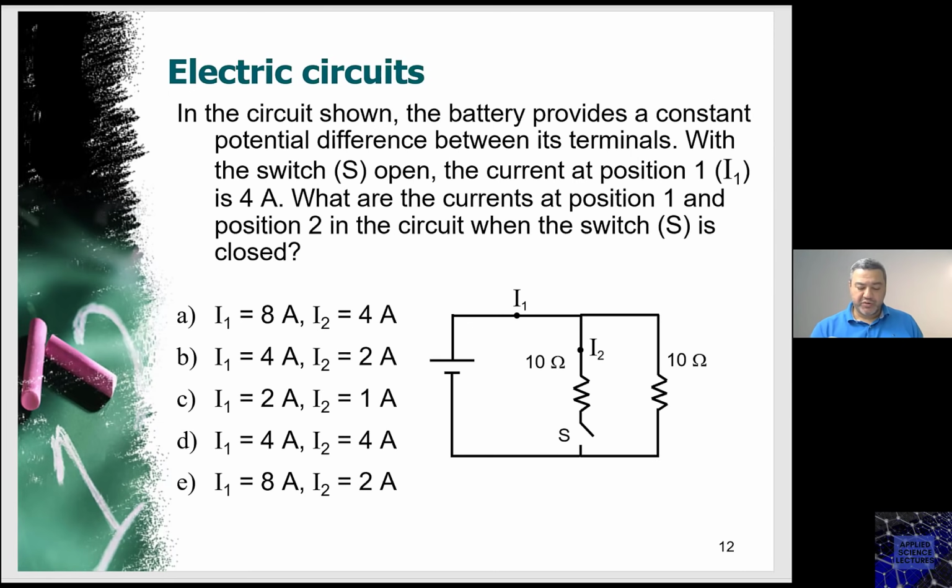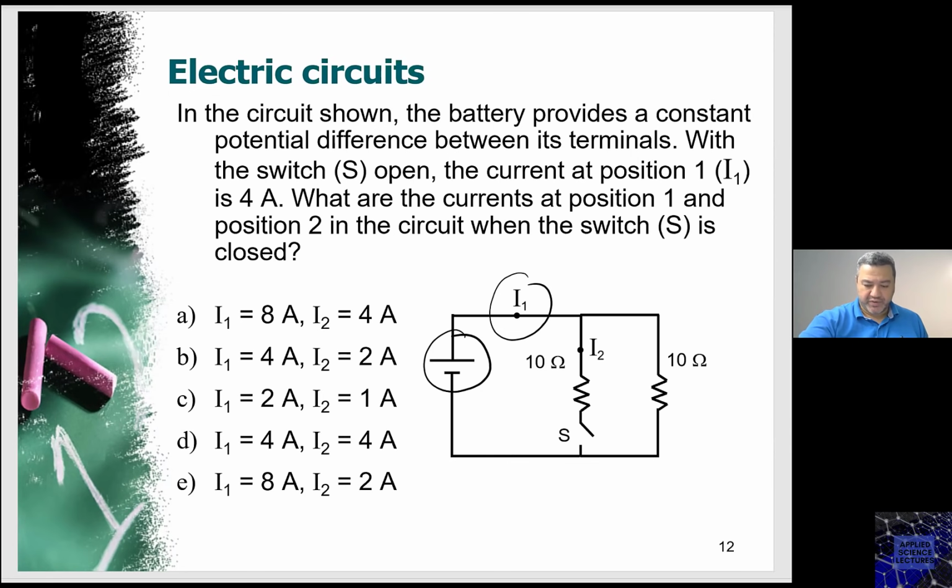So in the circuit shown, the battery provides a constant potential difference between its terminals. With the switch S open, the current at position 1, I1, is 4 ampere. What are the currents at position 1 and 2 in the circuit when the switch is closed?